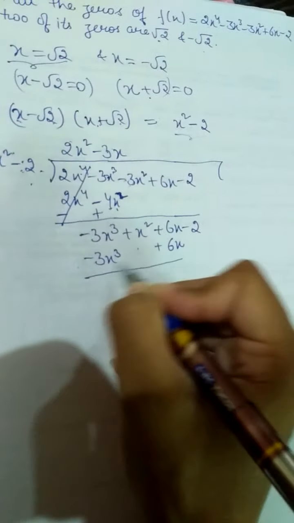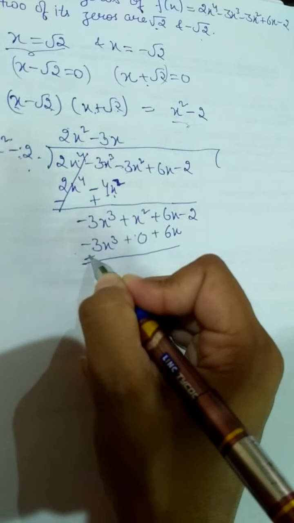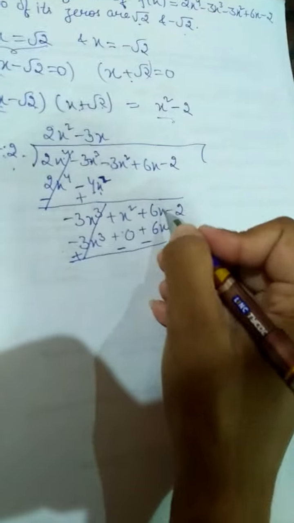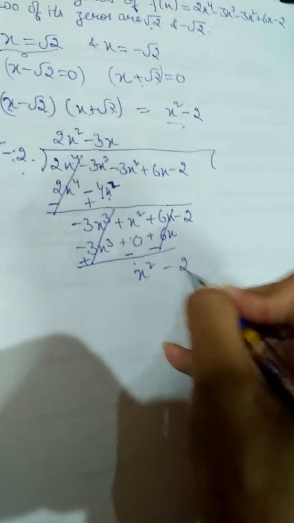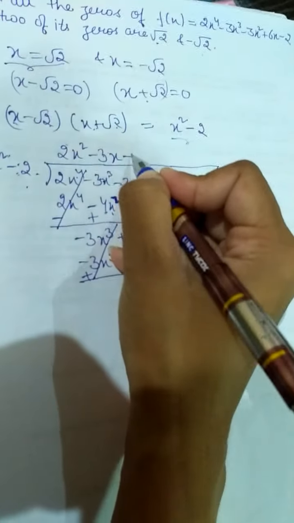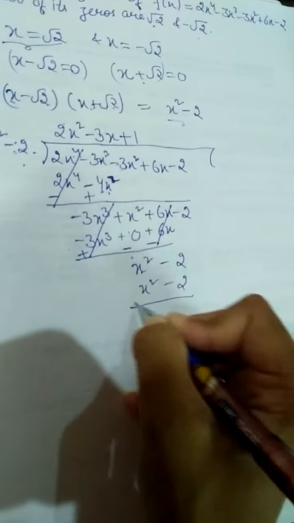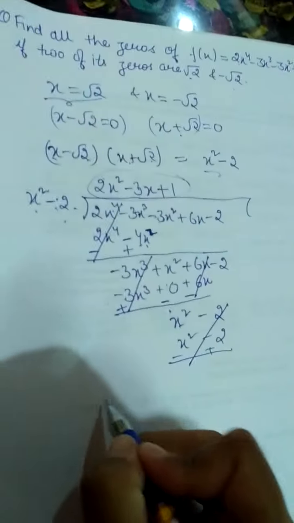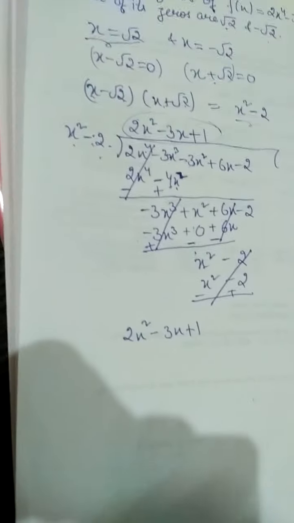And now subtract it, we can write 0 here. Positive, negative, negative, this will cancel out, this will cancel out, what is left is x square minus 2. Now here it is x square minus 2, I need x square minus 2, so I multiply with 1, so x square minus 2, sign change, cancel out. So what is left is 2x square minus 3x plus 1. So I have to do the middle term splitting.